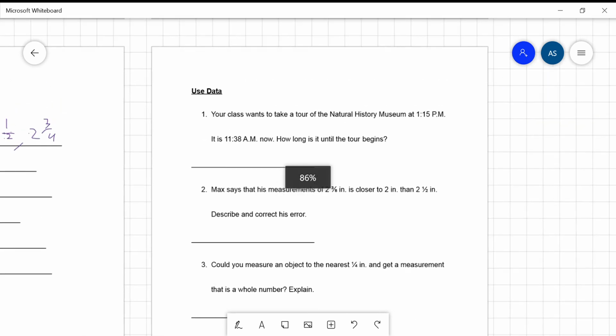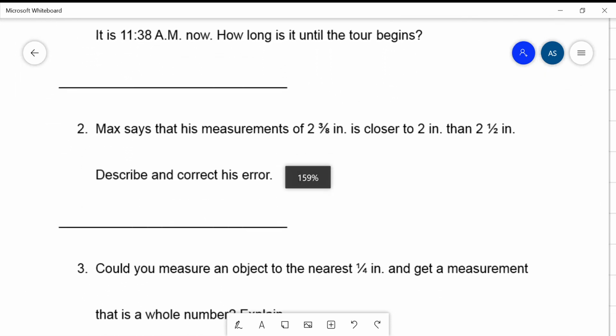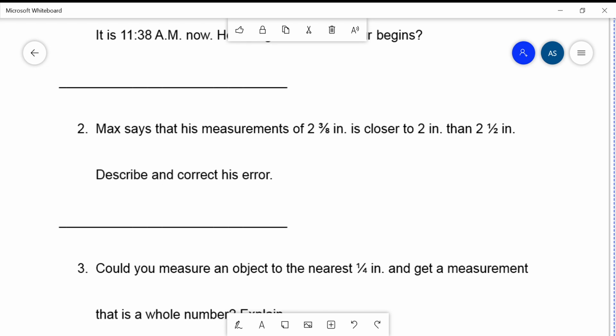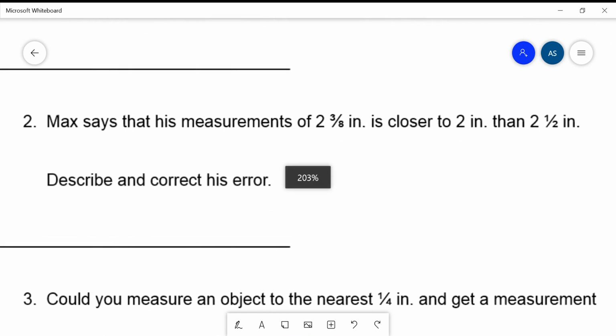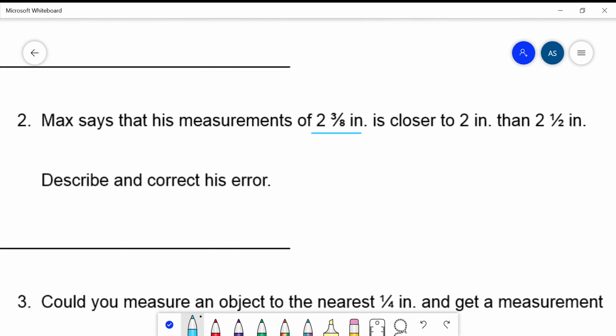And moving on to our last page. I'll do number 2 for this time. So it says Max says that his measurement of 2 3/8 inches is closer to 2 inches than 2 1/2 inches. Describe and correct his error. Okay, so first of all, let's try making all the denominators the same. So we have 2 3/8, so we're going to make 2 inches into eighths, which would be multiplying top and bottom by 8. Oops. We would get 16 over 8.